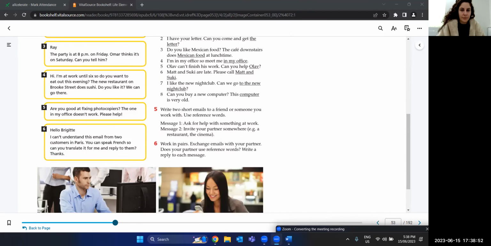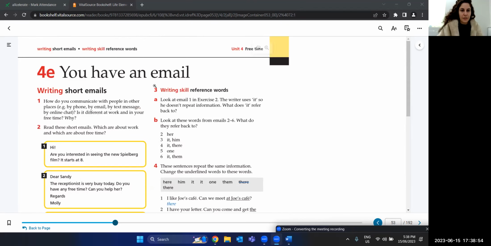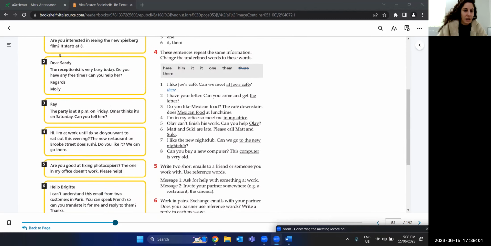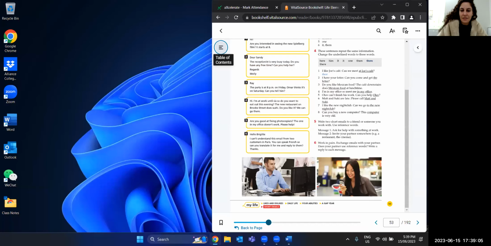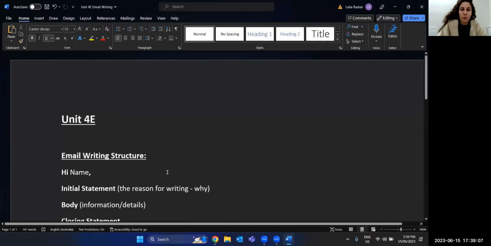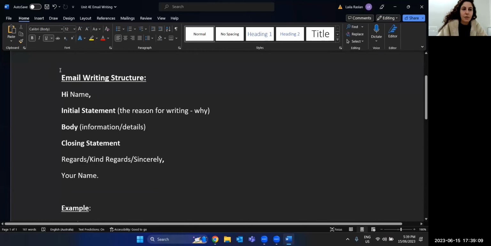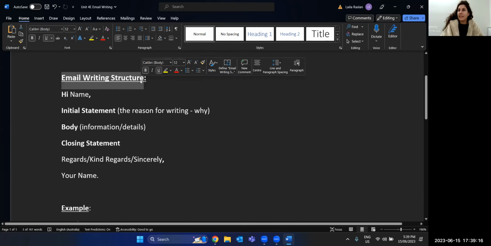Before we look at number 3, some skills with the language, let's look at the structure of how to write an email. Because we've got all these examples, but we need to have something that shows us some rules. So for an email, writing structure. This is what you can follow when you write an email.